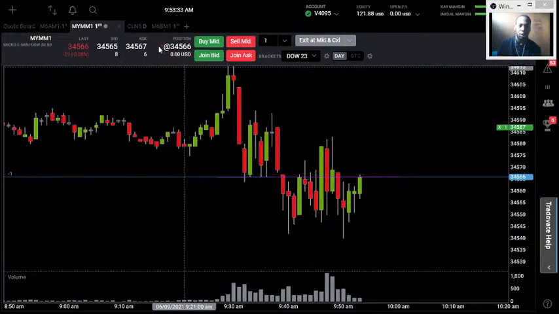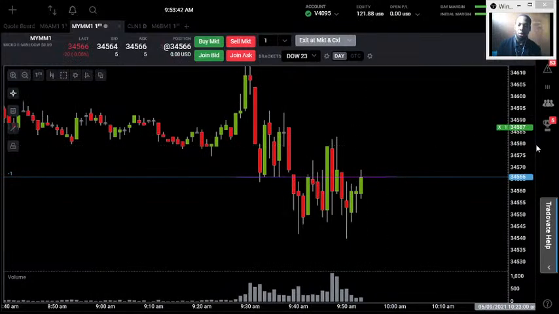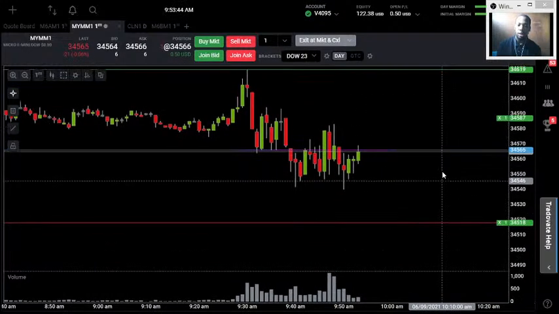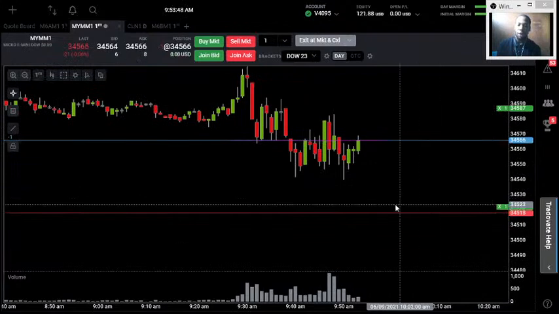We are in short one contract at 34,566. We have our stop back up at 87 just like we did before, or 1 point higher this time. Looking to take it back down to our ultimate target of 520.